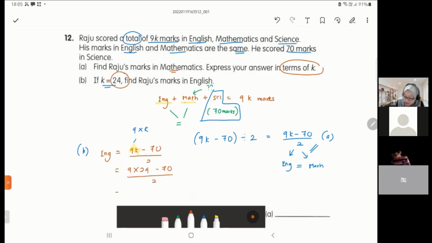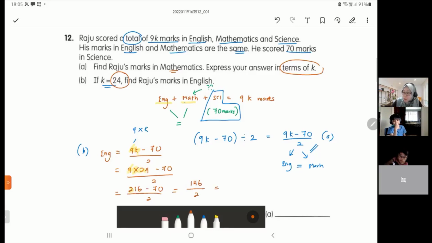So in this case, 9 times 24 minus 70 over 2. What do I solve first? I solve for this one, 9 times 24 first, right? So 9 times 24, you will be getting 216. Minus 70 over 2. No space, I'm going to write at the side. Usually you must go downwards, okay? So 216 minus 70, you get 146 over 2. Over means divide, and you're going to get 73. Answer for part B. Done.